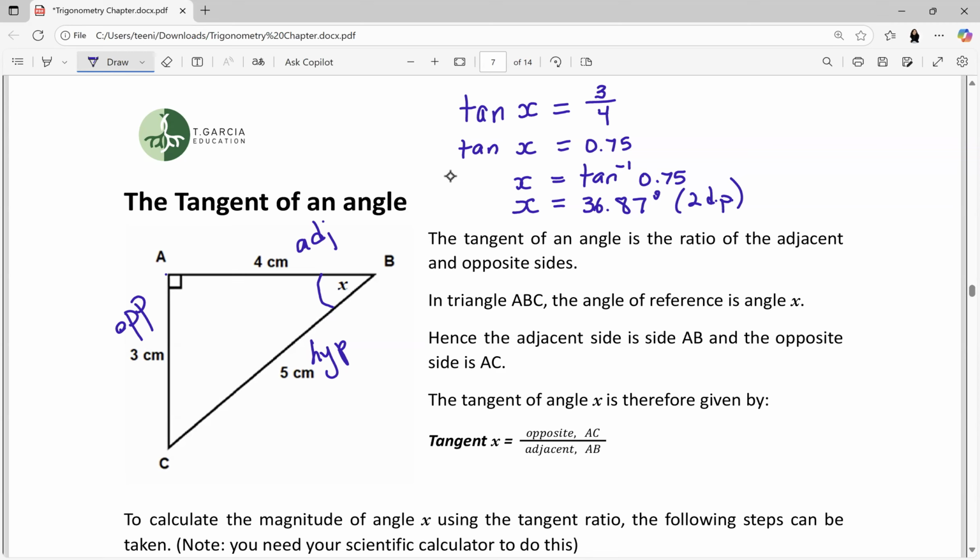Now in questions, you will probably not be given all 3 sides. You'll just be given 2, and you will choose the ratio that uses those 2 sides to find the angle. When you are finding an angle, you always use the inverse trig functions. You wouldn't just press sine of 0.7, you'll get the wrong answer. It'll have to be sine inverse of 0.7 or tan inverse or cos inverse.